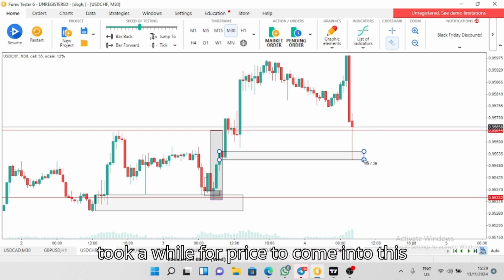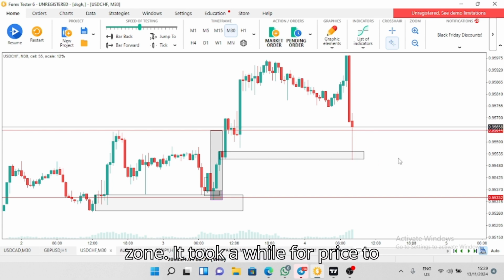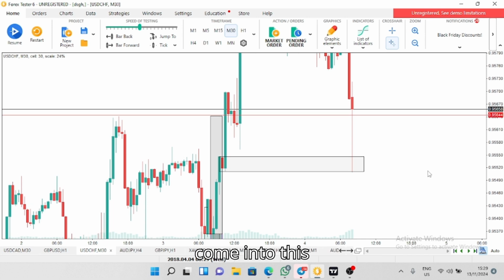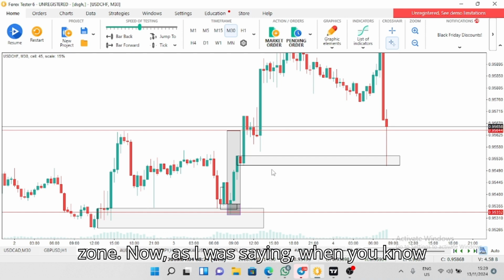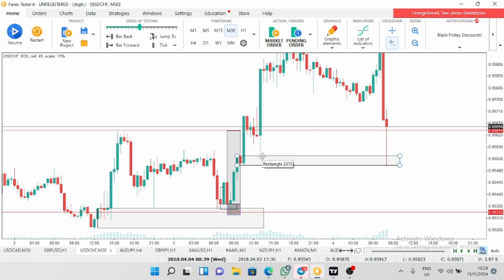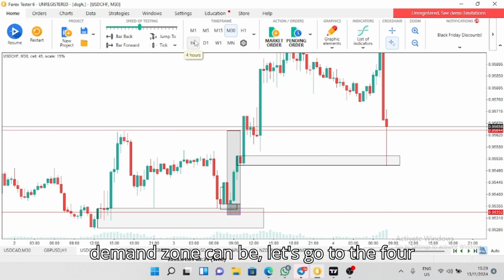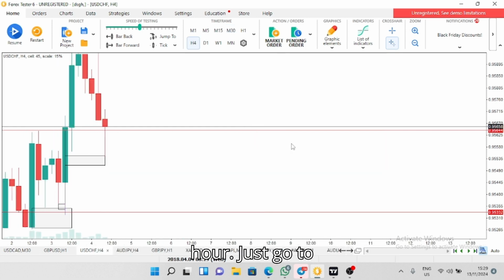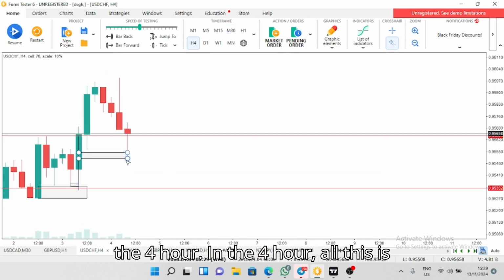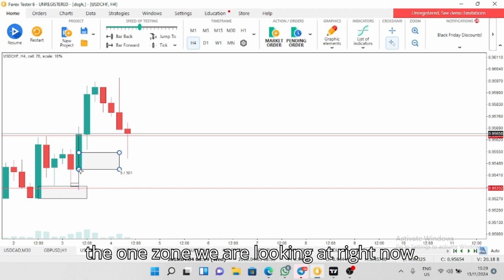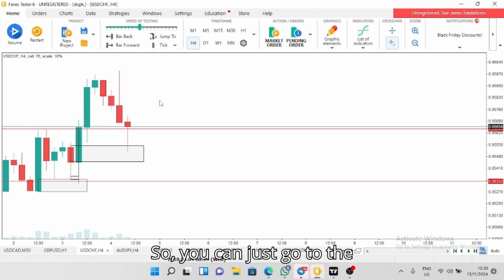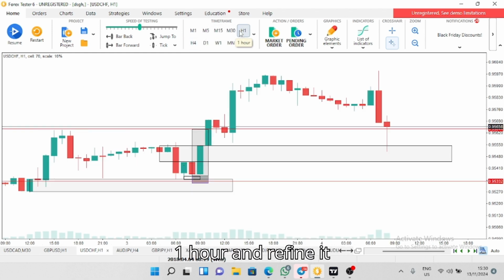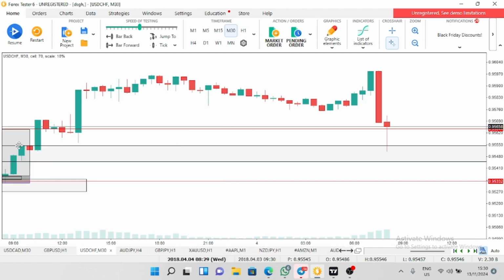It took a while for price to come into this zone. Now, as I was saying, when you know how valid your supply or demand zone can be, let's go to the 4 hour. On the 4 hour, all this is the demand zone we are looking at right now. So you can just go onto the 1 hour and find it, or onto the 30 minutes.